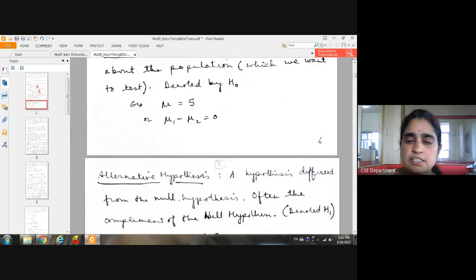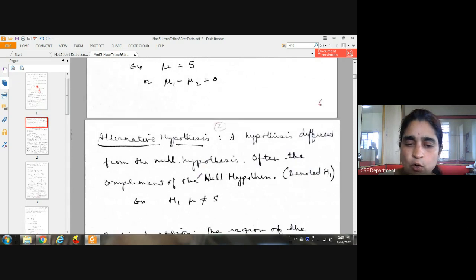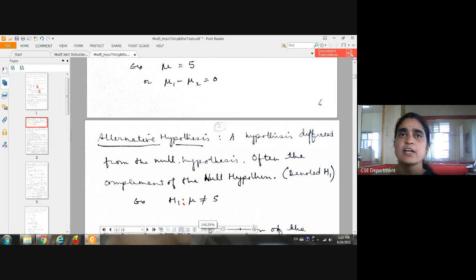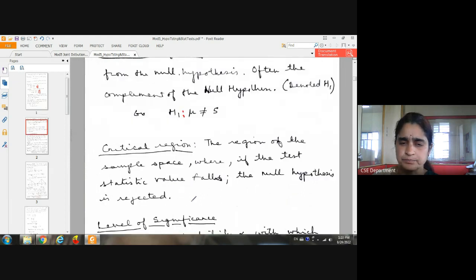The alternative hypothesis is denoted by H1. It says the mean life mu is not equal to 5. That is called the alternative hypothesis. If the hypothesis is something we say is false, then this is the alternative hypothesis.